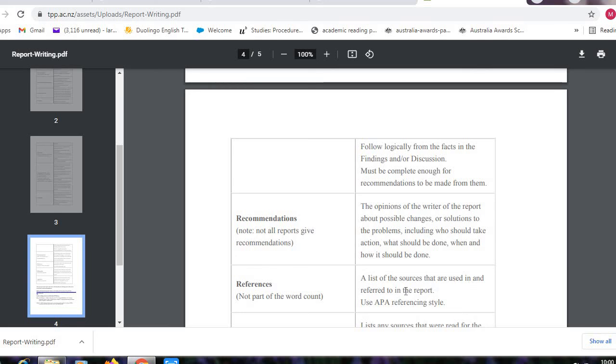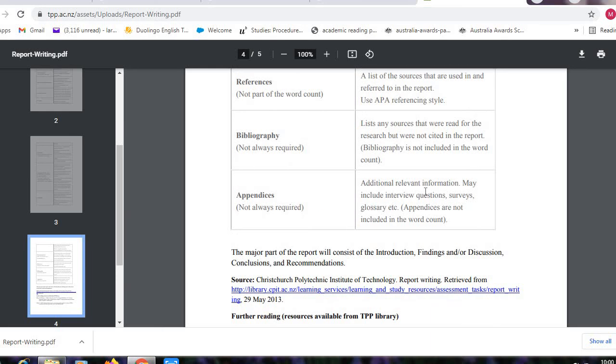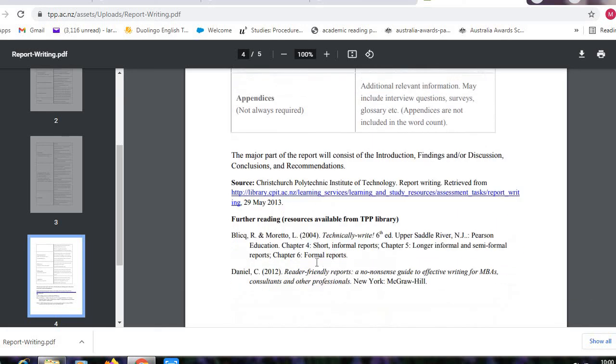References: a list of sources that are used in and referred to in the report, using APA reference style. Bibliography: list any sources that were consulted for the research but were not cited in the report. The bibliography is not included in the word count. And appendices: additional relevant information, which may include interview questions, surveys, glossary, etc. Appendices are included in the Word document. The major part of the report will consist of the introduction, findings, discussion, conclusion, and recommendations as well.